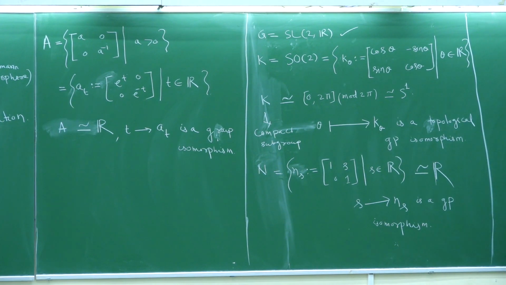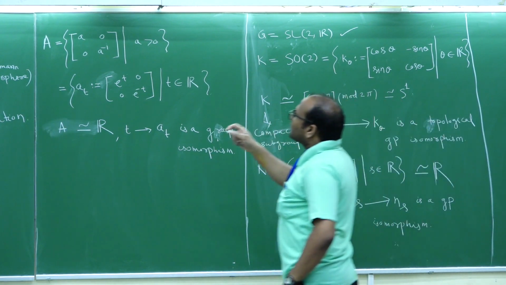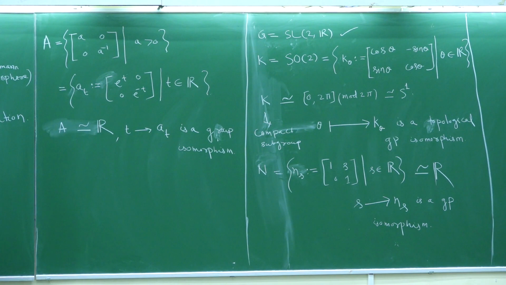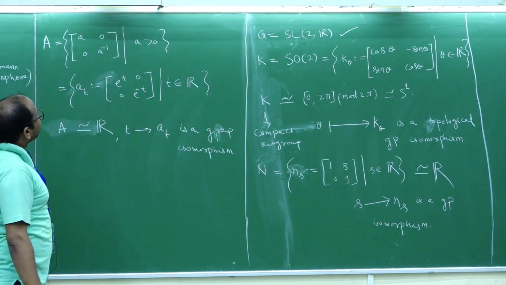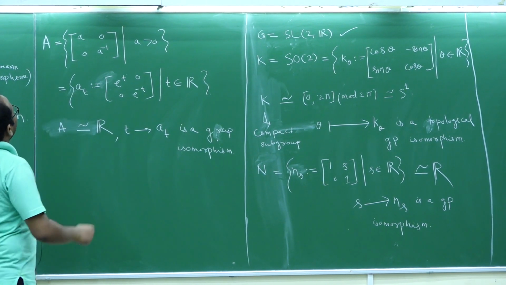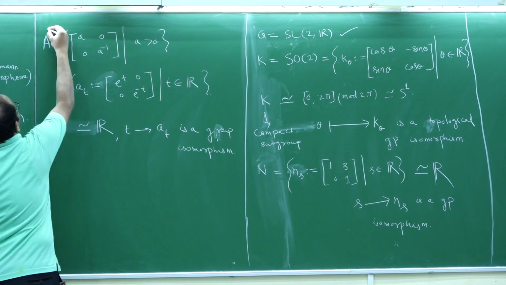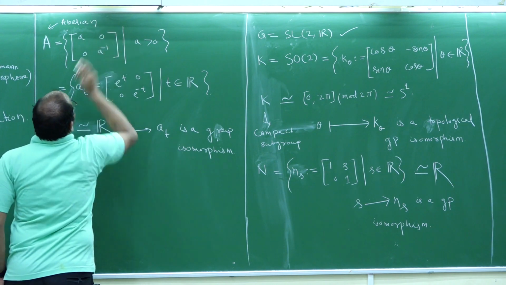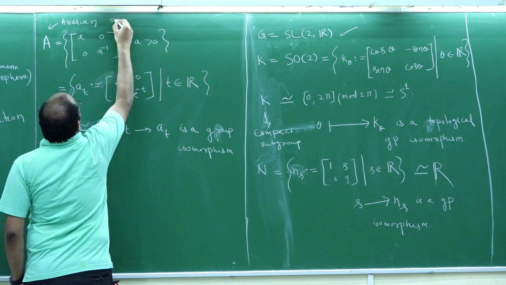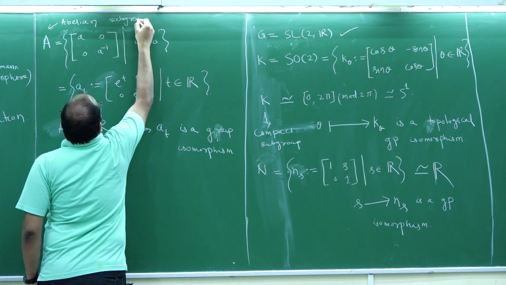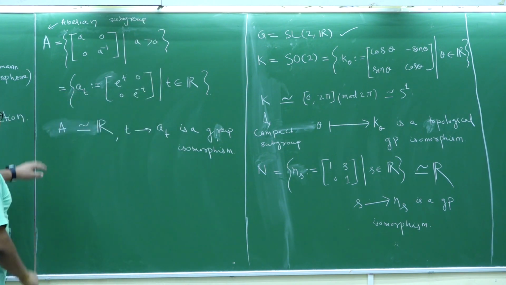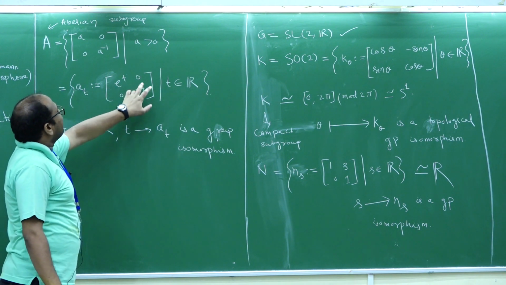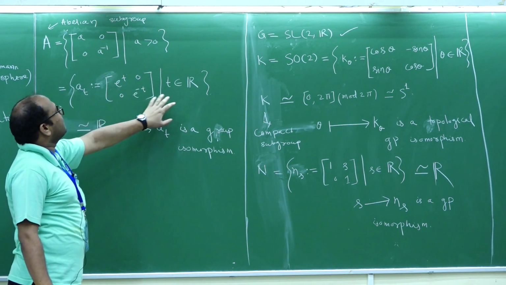Okay. Now there is a second important subgroup of G, which is really the diagonal matrices with positive diagonal entries. This is called A, and A stands for abelian subgroup. This is the collection of all matrices of the form e to the power t, 0, 0, e to the power minus t.